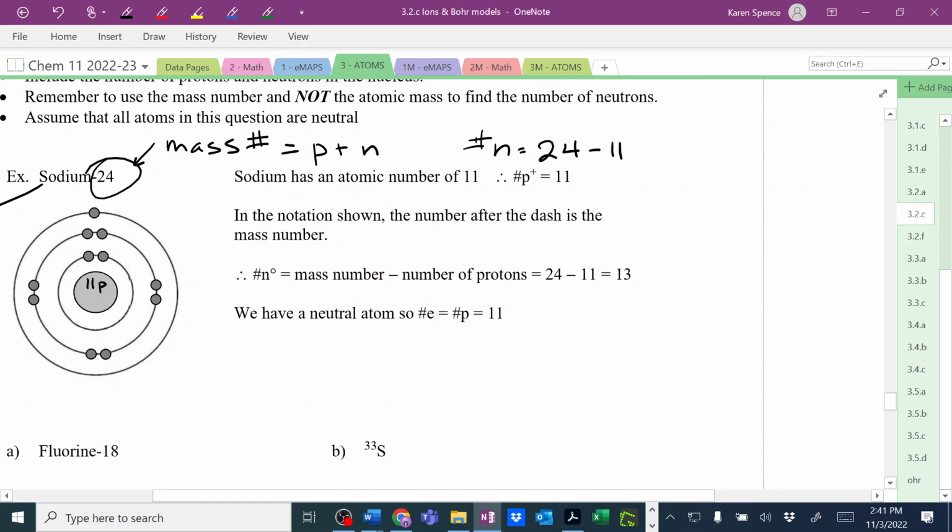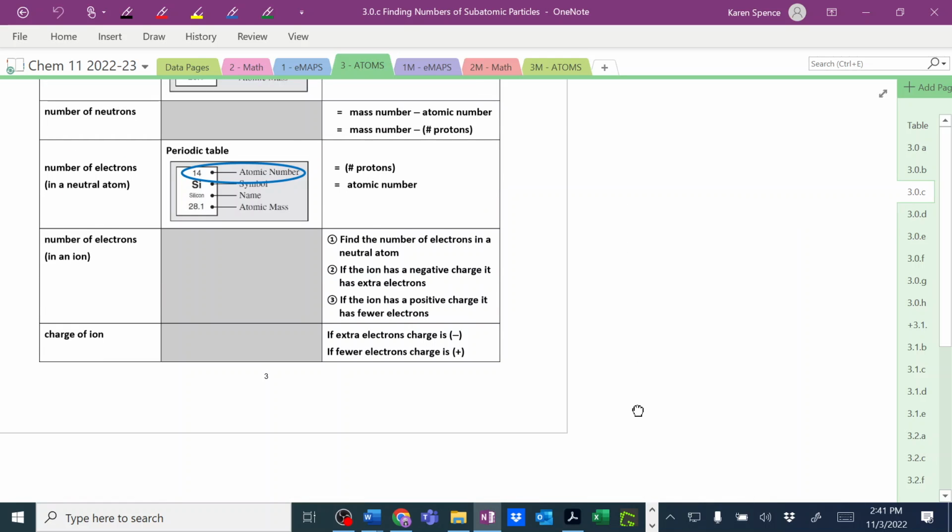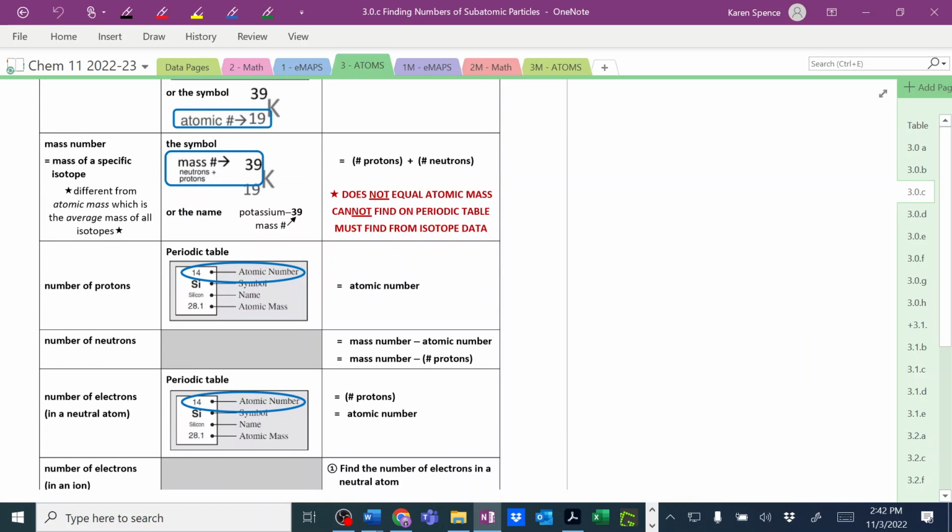If you forget that, where could you look? You could look back at the beginning of your book. I think it's probably about here. 3.0c. So if you're like, I don't remember how to find the number of neutrons, oh no, but on page 3, it tells you. Okay, so you can go back there and look if you've forgotten. Alrighty?